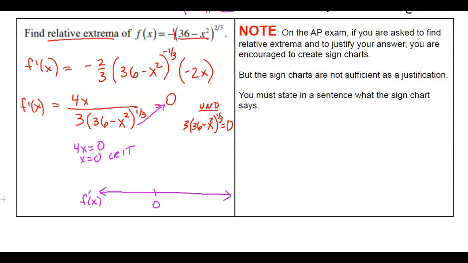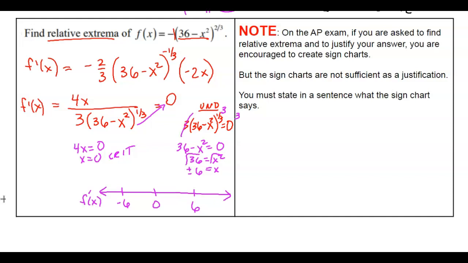I'll just put it in the middle. I don't know what my other one is. For undefined, we'll divide by 3, so that's gone. The opposite of a cubed root is to take the third power of both sides. So I get 36 minus x squared still equals 0. Add x squared. Take the square root. And don't forget it's plus and minus 6. Okay, so all three of those are critical values where possible max and min can occur.